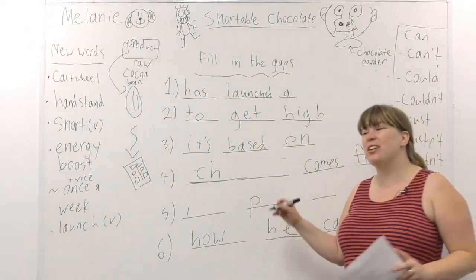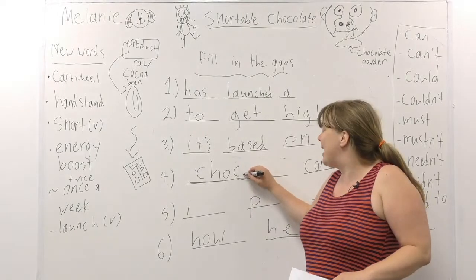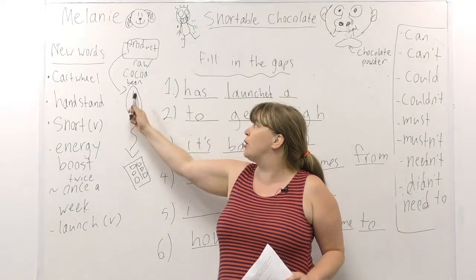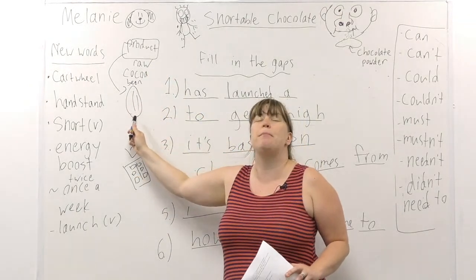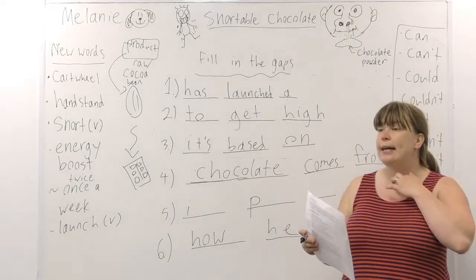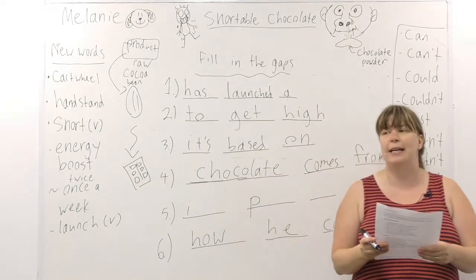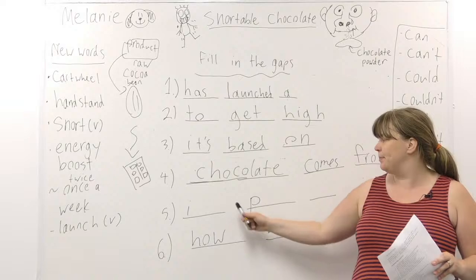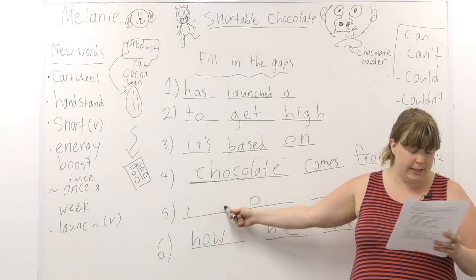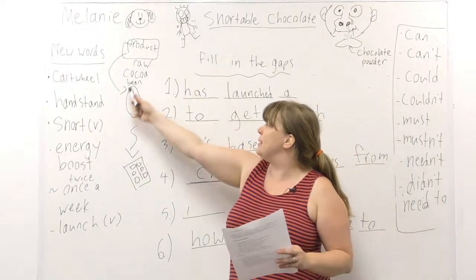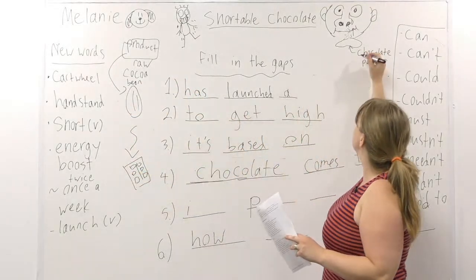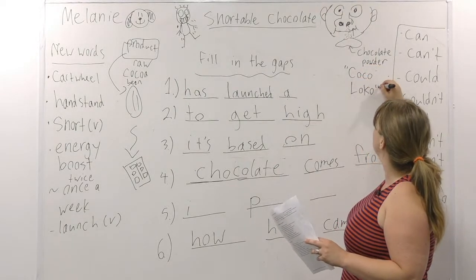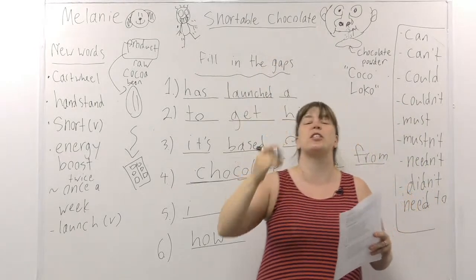Okay, yes, somebody said chocolate. Yes, thank you. That is where chocolate comes from. So, this product comes from a raw cocoa bean. You make chocolate from these cocoa beans. And did we get number 5 at all by chance? Yeah, chocolate. Okay, thank you so much. Number 5, did anyone get it? So, oh yeah, this company product. So this is called Coco Loco. So this is the name of the product they're selling.